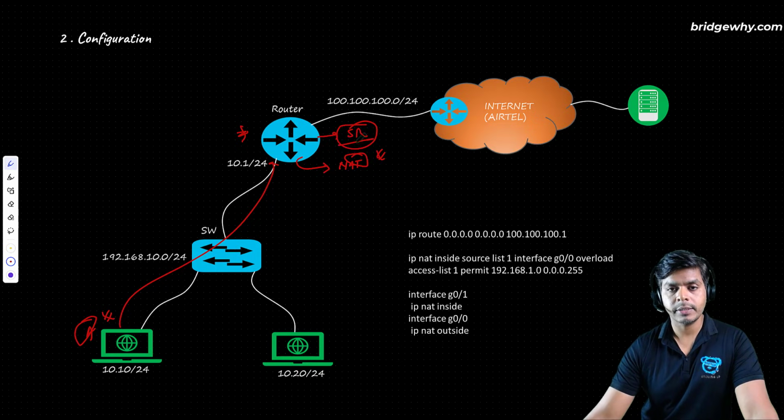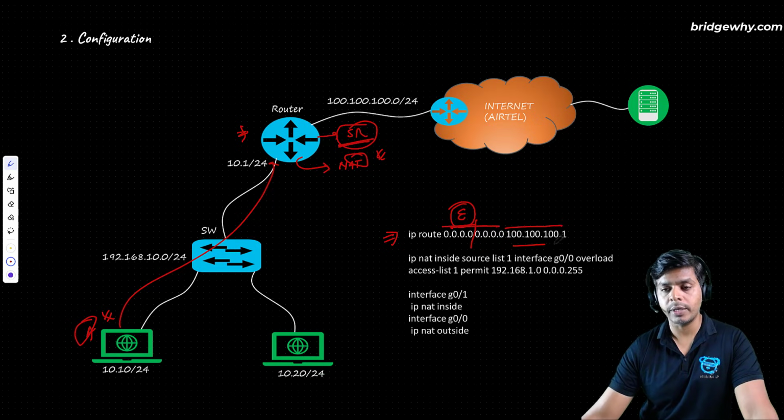So if I write static route, it is very, very simple. IP route 0.0.0.0 is the network with subnet mask 0.0.0.0, which represents everything on the internet. And if you want to reach out to that, you reach out to 100.100.100.1, which is my internet or Airtel router, which knows the complete internet, right? And now we need to talk about what is the configuration here. IP nat inside, IP nat outside.